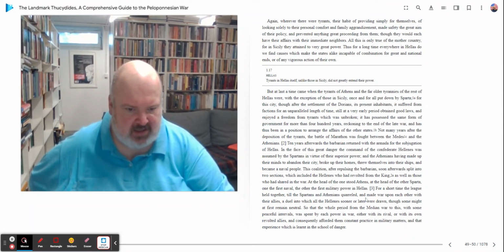Still, the Spartans and the Athenians quarreled. They made war upon each other with their allies, a duel into which all the Hellenes sooner or later were drawn, though some might at first remain neutral. So the whole period from the Median War to the current war, the Peloponnesian War, with some peaceful intervals, was spent by each power in war, either with its rival or with its revolted allies, and consequently afforded them constant practice in military matters, and that experience which is learnt in the school of danger.